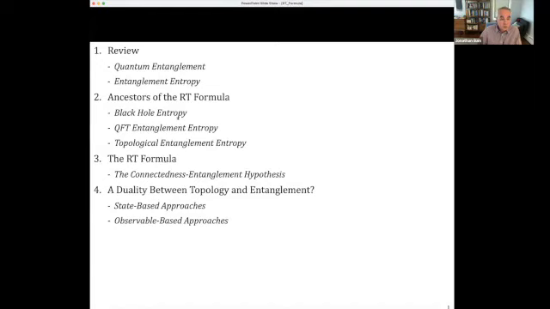So the three are the famous Bekenstein-Hawking formula for black hole entropy, a formula for entanglement entropy in quantum field theory, and then the last example is a slight extension of entanglement entropy for quantum field theory that leads to this concept of topological entanglement entropy. And then in the third part of the lecture, we'll finally get to the RT formula.